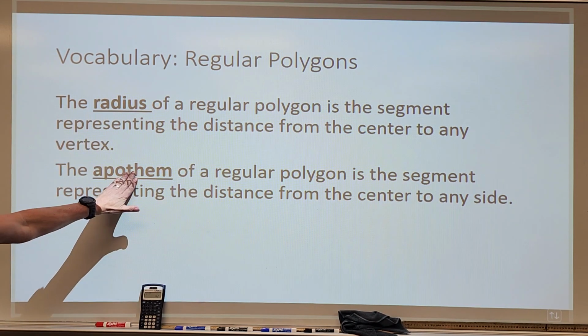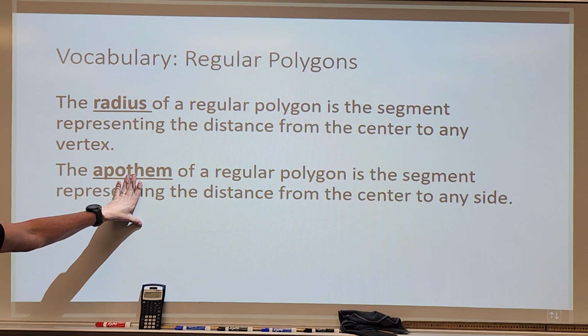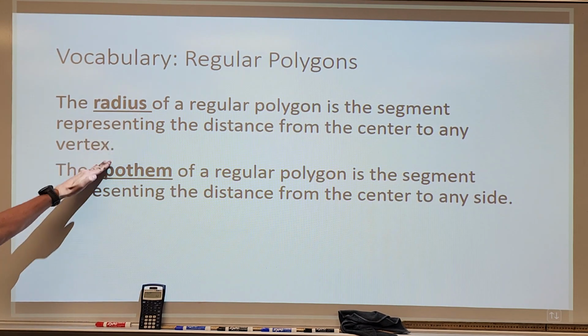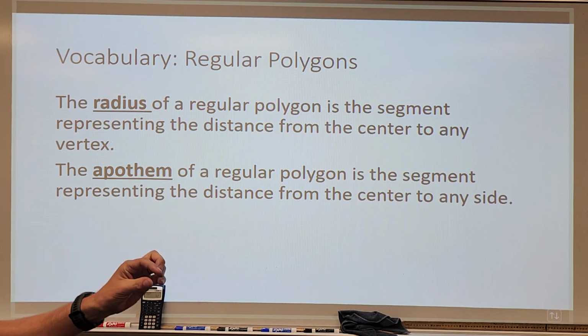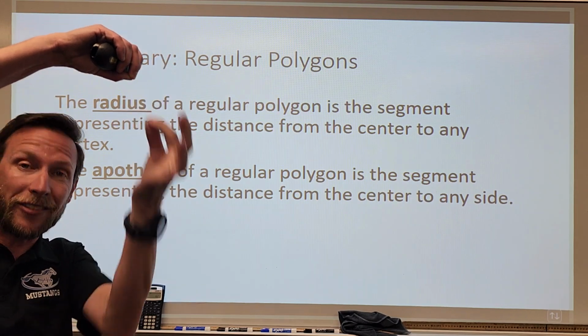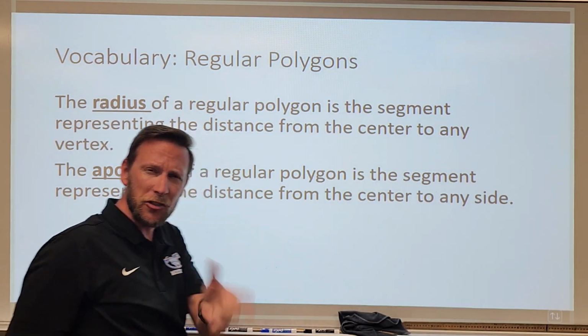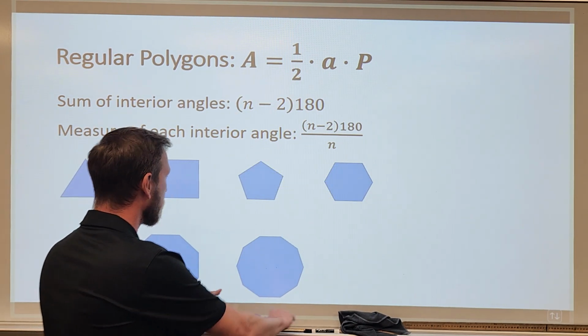The apothem is how we say that, apothem. Say it real quick, apothem. Say it one more time, apothem. It is not apothem, all right? It's apothem. The emphasis is on the first syllable. The apothem is the segment that goes from the center to the center of a side. It cuts that side in half. We've done some of that work in our circles unit, working with some of our polygons.